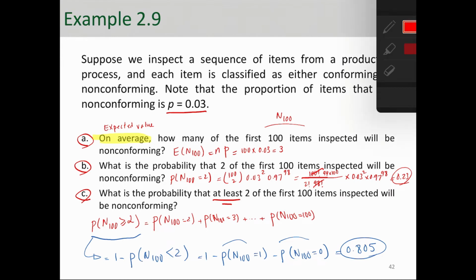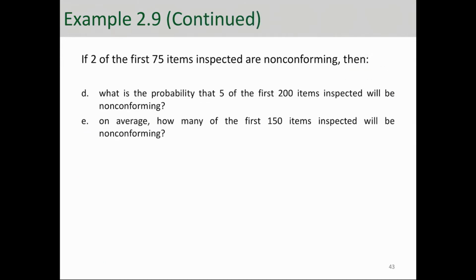Now, this problem gets more interesting here. It says, if two of the first 75 items inspected are non-conforming, then calculate these two parts. So you have this given part again. And the given part is essentially saying that N75 is equal to 2. We got 2 successes in the first 75 trials.